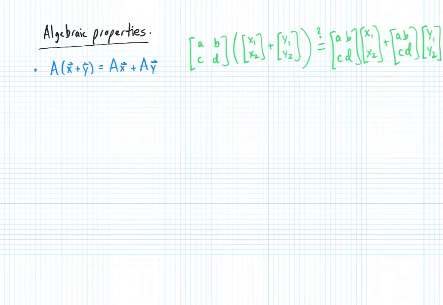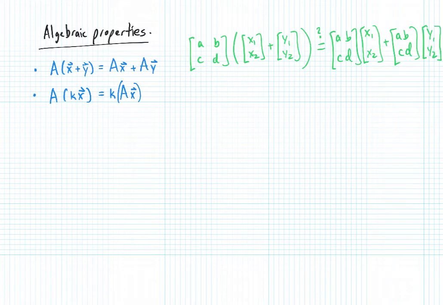So for example, in the 2 by 2 case, you can actually write down in general form what both sides of this equation would look like and calculate both sides and check to see that they're actually equal. I'll leave that as an exercise for you to do on your own. Another algebraic property is that if you have a scalar that's being multiplied times a vector, then that scalar can be pulled out in front of a matrix. Again, this is something you should check, but it is true.